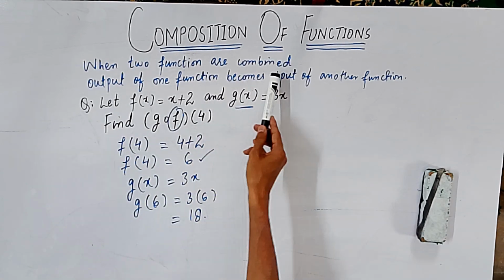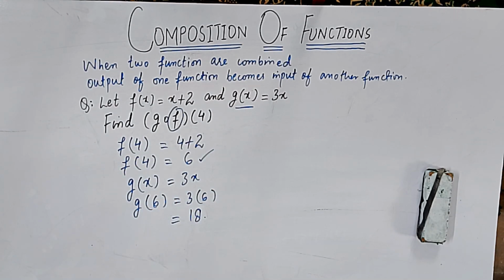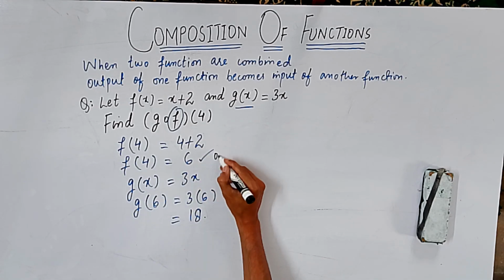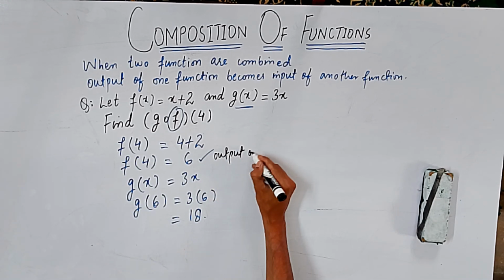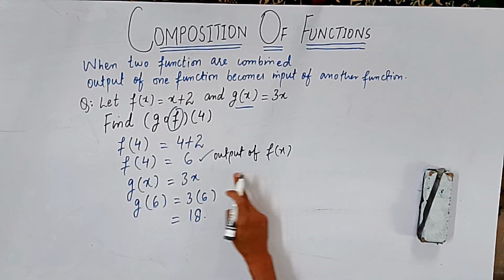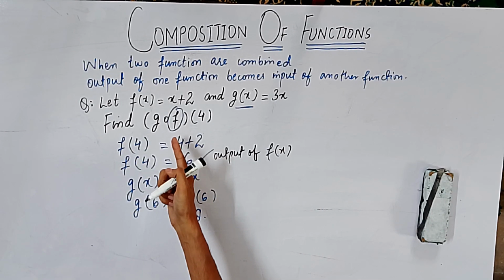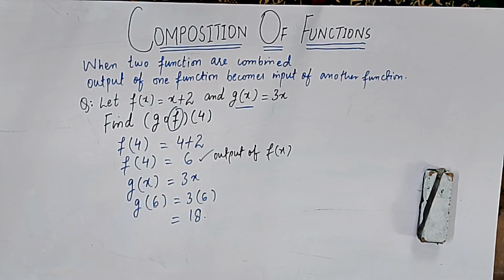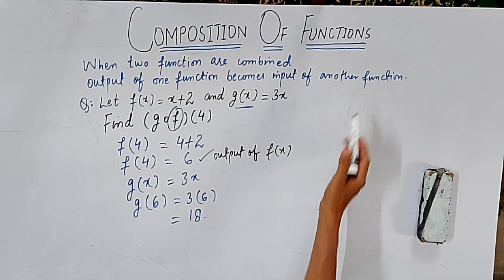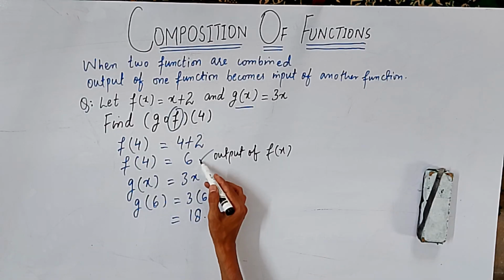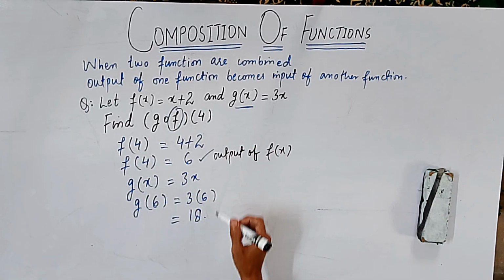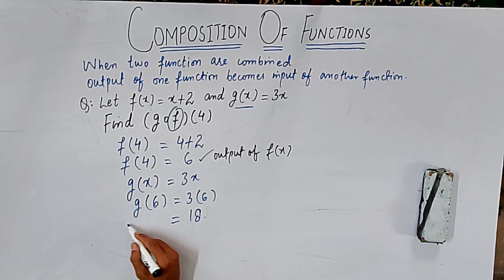When two functions are combined, the output of one function becomes, you can see over here, this is the output of f of x. And why did we solve f of x first? Because as we have already discussed, we will use the right hand side first, and then it will become the input for another function. So you can see over here, we use this output as input for the second function. So this is the answer of g of 4. So this is how we solve numerical based questions related to composite function.